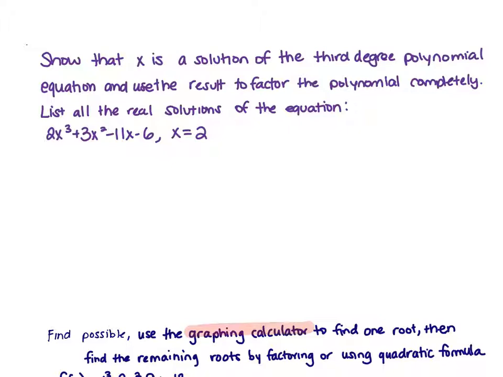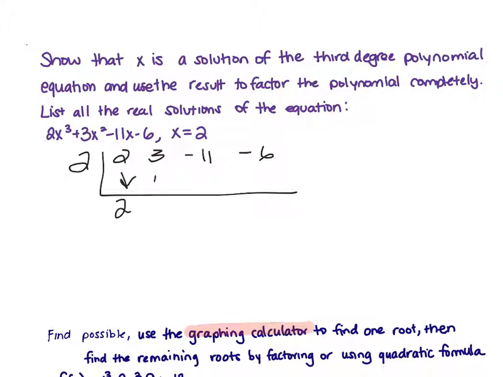It says, show that 2 is a solution of the third degree polynomial equation. Use the result to factor the polynomial completely and list all the real solutions of the equation. So if 2 is a 0, then I can use it on the outside of the synthetic division with 2, 3, negative 11, negative 6. Bring down the 2, 4, 7, 14, 3, 6. And then I can take this and factor it.